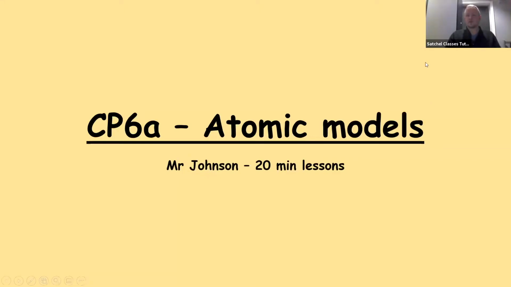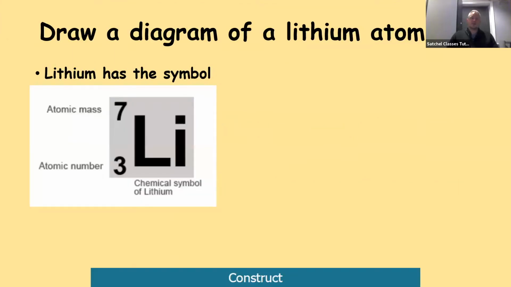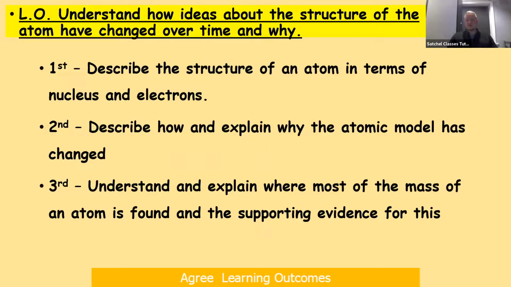Okay, so atomic models then. What I'm hoping you'll be able to do by the end of this is understand how ideas about the structure of the atom have changed over time and why. And this involves being able to describe the structure of an atom in terms of nucleus and electrons, describe how and explain why the atomic model has changed, and understand and explain where most of the mass of an atom is found and the supporting evidence for all of this.